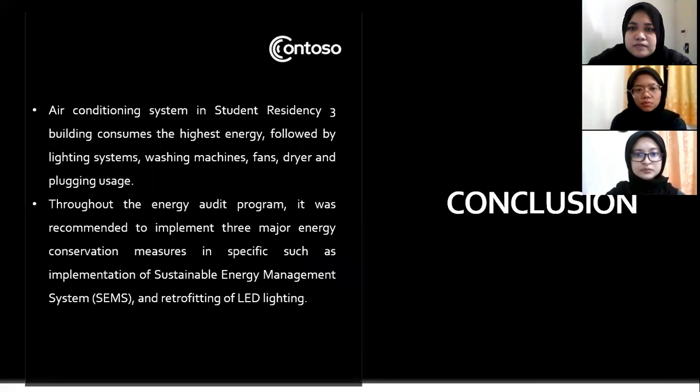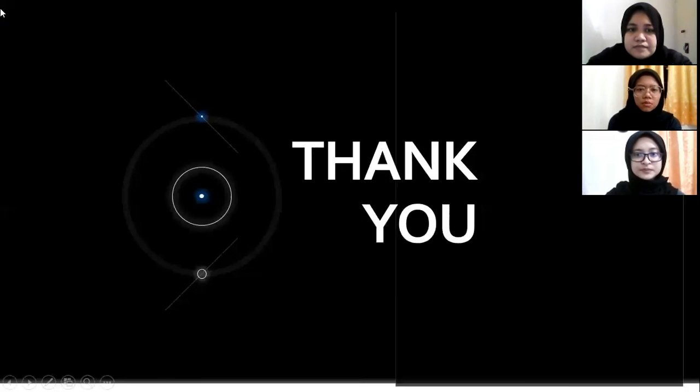Okay, next, conclusion. In a nutshell, the air conditioning system in the Student Residency 3 building consumes the highest energy, followed by the lighting system, washing machine, fans, dryer and plug usage. Throughout the energy audit program, it was recommended to implement 3 major energy conservation measures, such as implementation of a sustainable energy management system, SEMS, and retrofitting of LED lighting. That's all from us. Thank you.